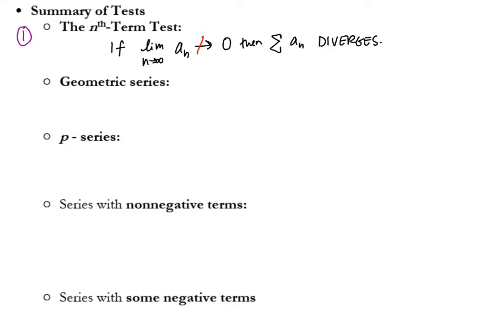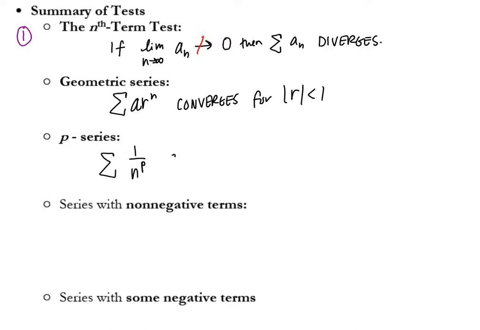If it might converge, you would try to recognize it. Perhaps it's a geometric series. The series a times r to the n will converge for common ratios r less than 1 in absolute value. Otherwise, they diverge. And the p-series, the sum of 1 over n to some power p, converges for any value of p greater than 1. Otherwise diverges, right?